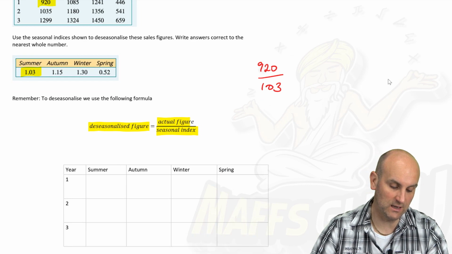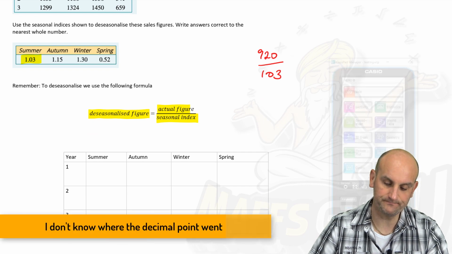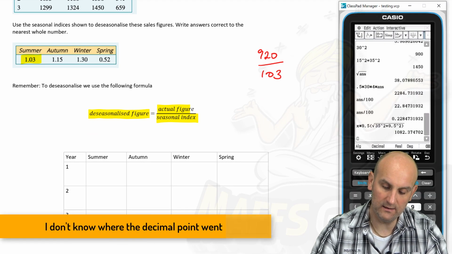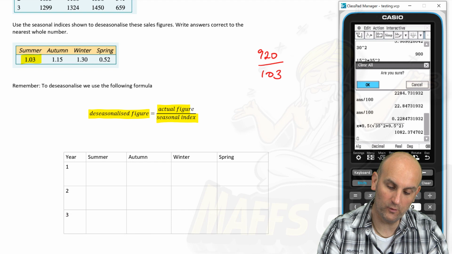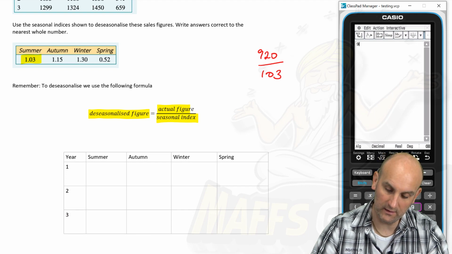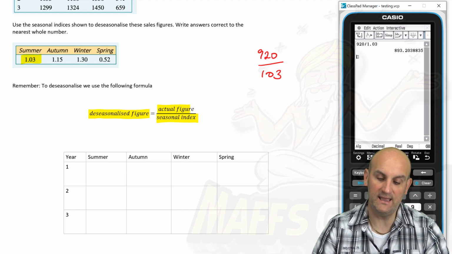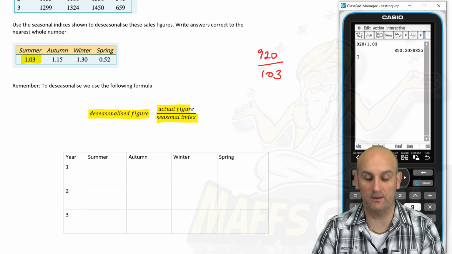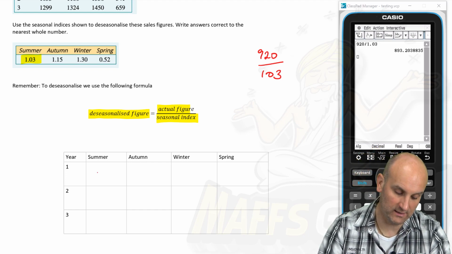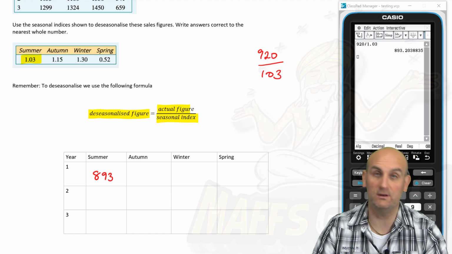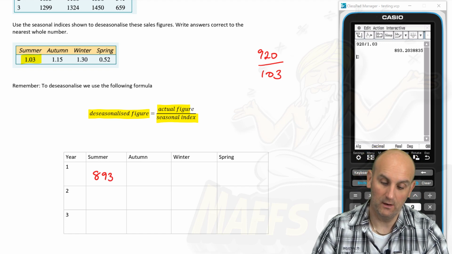Okay, so let's bring up my CAS. There we go, we're going to main. Let's clear down what we had before so that it's not so confusing. 920 divided by 1.03. And that gave me 893. The question said to the nearest whole number, so 893 it is. So there we go, 893 would go in that box there. What do we do next?